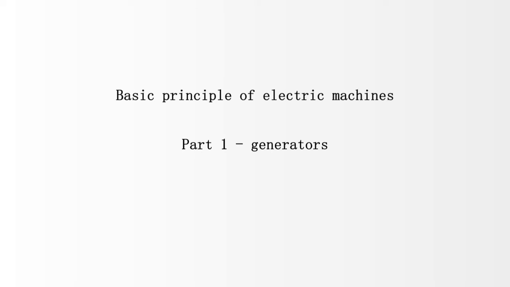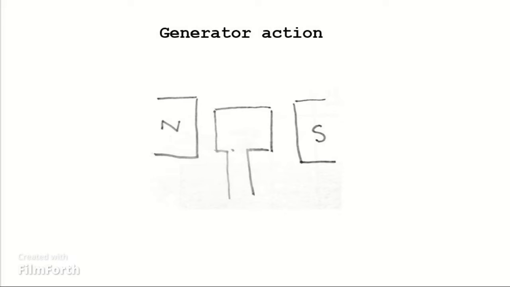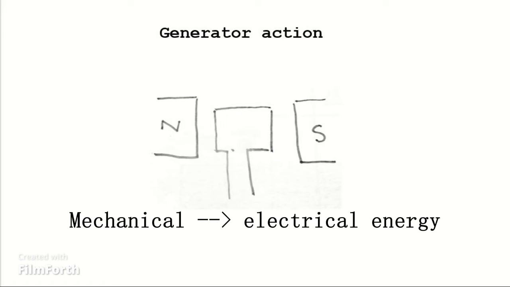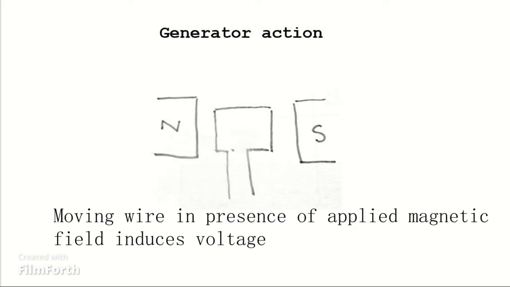Today we will be looking at the mechanism behind generators. Let's consider a primitive generator that consists of just a loop of wire and two permanent magnets. These two permanent magnets will create a uniform magnetic field with field lines going from north to south. If we start rotating the coil, we know from Faraday that there will be an induced voltage across the loop. It's this law of induction that is the primary mechanism behind generators.